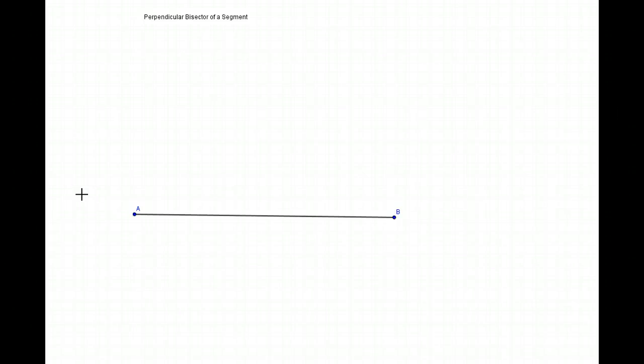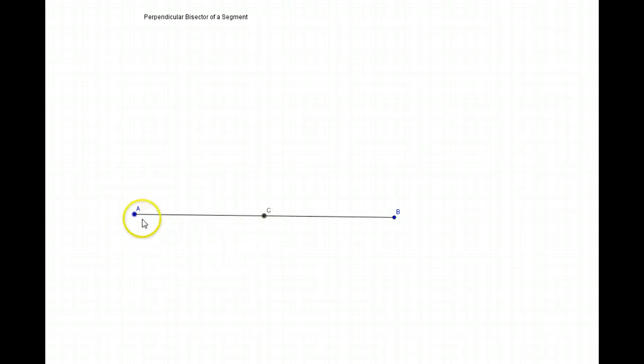Hello class, today we're going to be talking about the properties and proving the properties of a perpendicular bisector. So if I have a line segment and I want to create a perpendicular bisector, I'm going to use GeoGebra to make the perpendicular bisector because first of all, every bisector has to go through the midpoint. So I'm going to actually find the midpoint of the line segment.